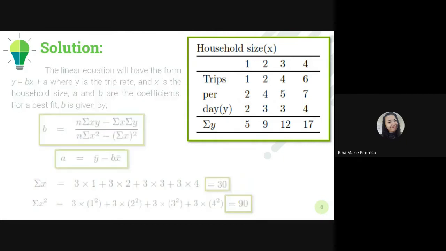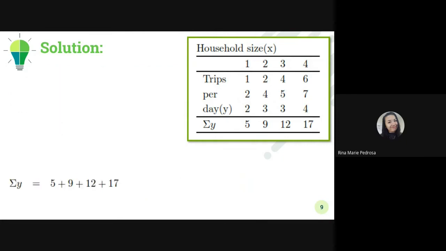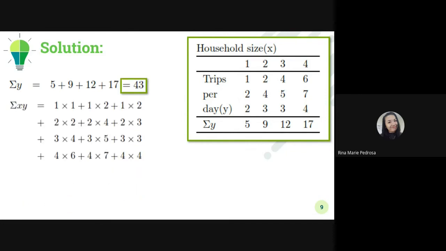Moving forward, now let's solve for the summation of y, which is equivalent to 5 plus 9 plus 12 plus 17, which is equivalent to 43. While your summation of x times y is equal to 1 times 1 plus 1 times 2. If you can see, this is just about this table. So on and so forth. So the answer for your summation x times y is equivalent to 127.